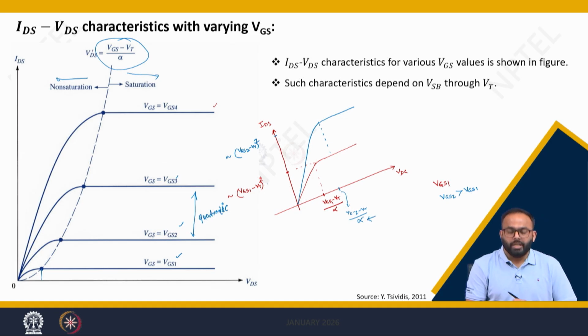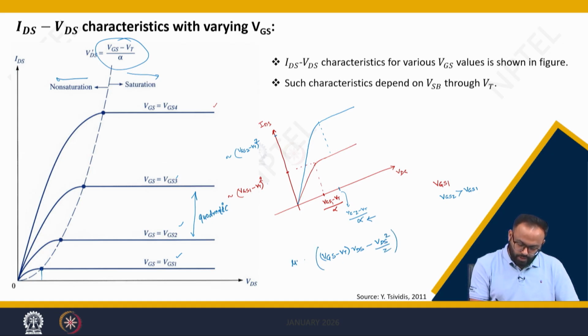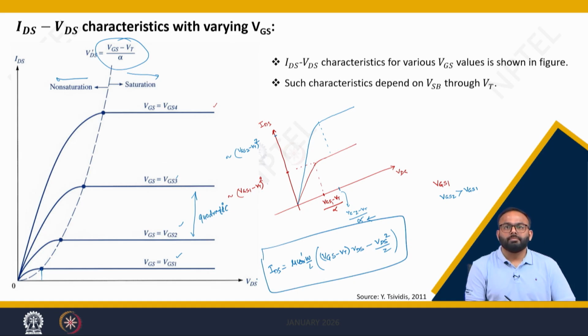In simple hand calculation, we generally consider ((VGS minus VT) into VDS minus VDS square divided by 2) into mu into COX into W divided by L equals ID. But this is not the correct equation because we have seen the role of alpha. That is what we will discuss in our next lecture also: the major role of alpha in optimizing or deriving the closed form equation of current.